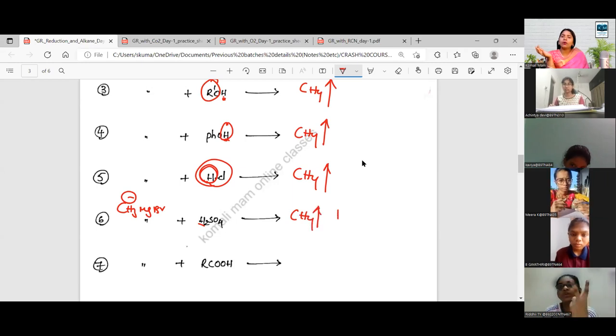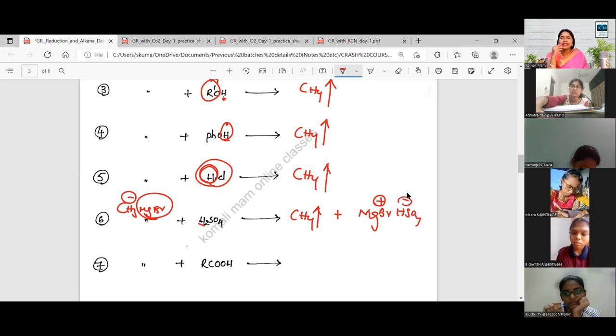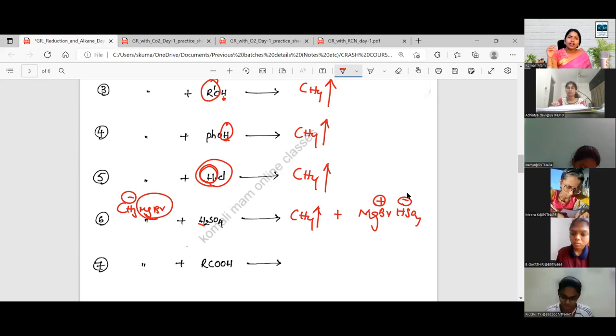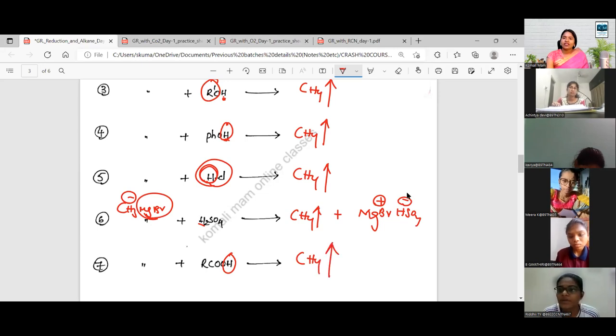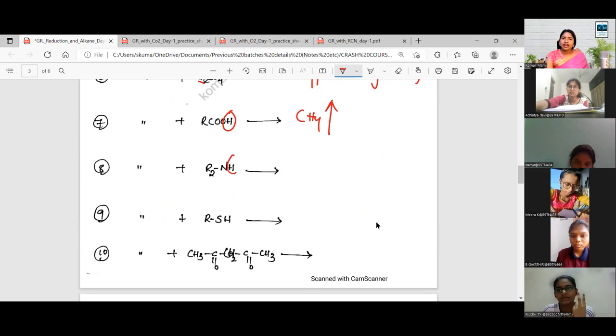As the side product, you write MgBr plus and HSO4 minus, the remaining part, as it is. No need to change any molecule. Simply, see the next one. This is CH3 minus plus H plus: methane. Easy. Any difficulty? Next one. Acidic hydrogen is there. So, methane.